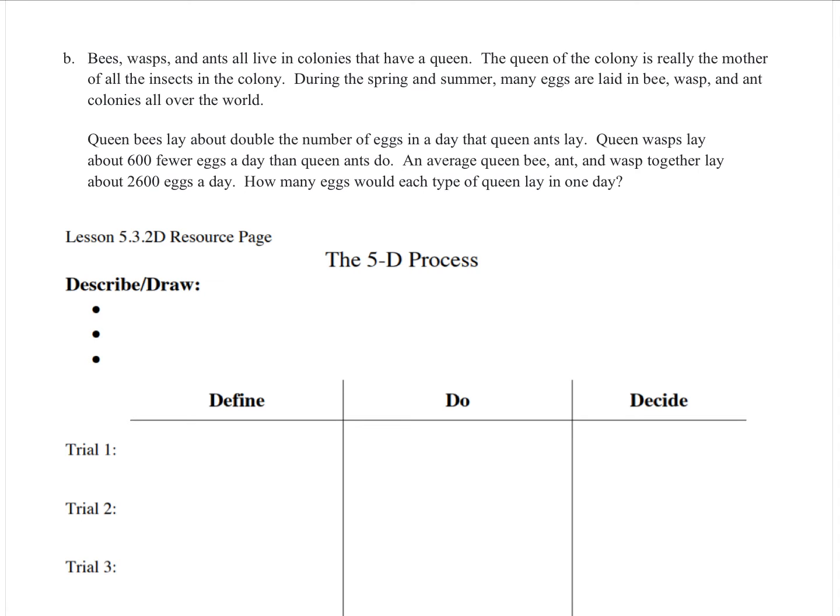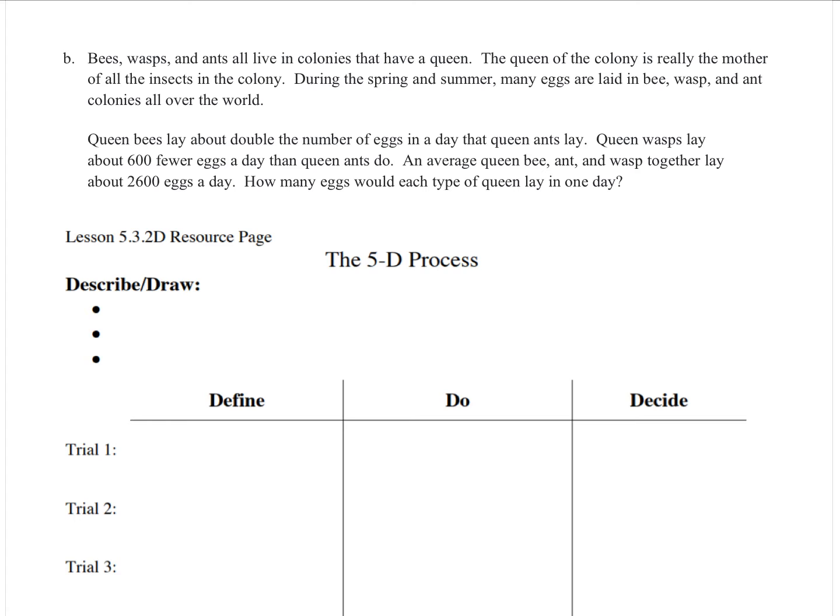Question B. Bees, wasps, and ants all live in colonies that have a queen. The queen of the colony is really the mother of all the insects in the colony. During the spring and summer, many eggs are laid in bee, wasp, and ant colonies all over the world. Okay, so that was a little background information.